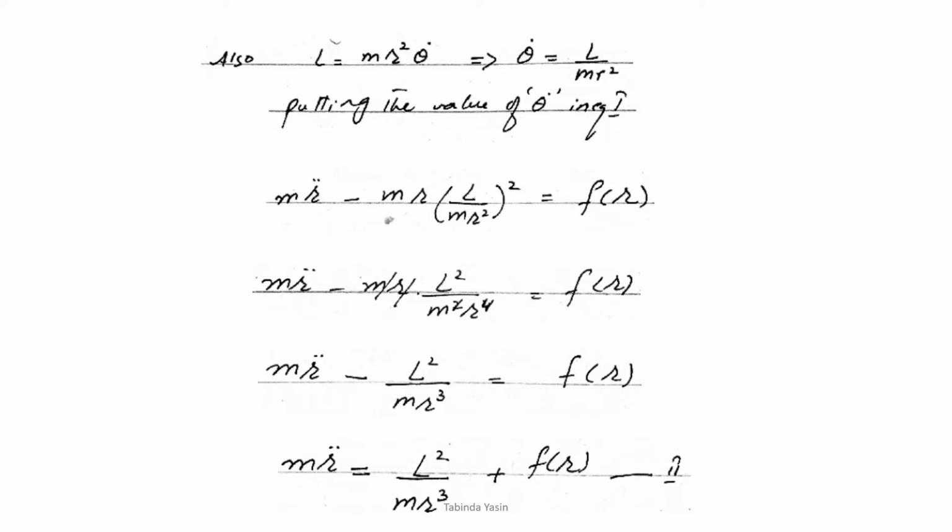Taking the term minus L square over m r cube from the left hand side to the right hand side, the minus sign is converted into plus, so the equation we get is m r double dot is equal to L square over m r cube plus f of r. Giving that equation number 2.